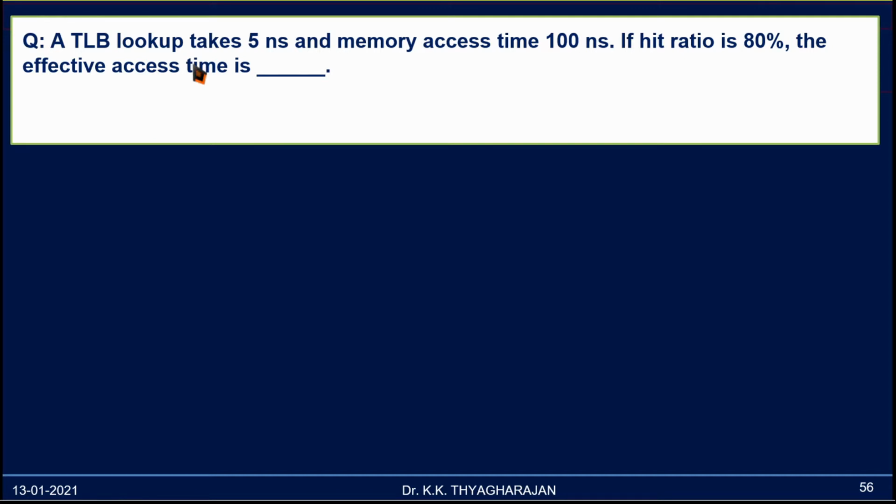A TLB lookup takes 5 nanoseconds and memory access time is 100 nanoseconds. If the hit ratio is 80%, the effective access time is, the options are A, 105 nanoseconds, B, 205 nanoseconds, C, 84 nanoseconds, D, 125 nanoseconds, and E, 105 nanoseconds. We have to solve this problem.